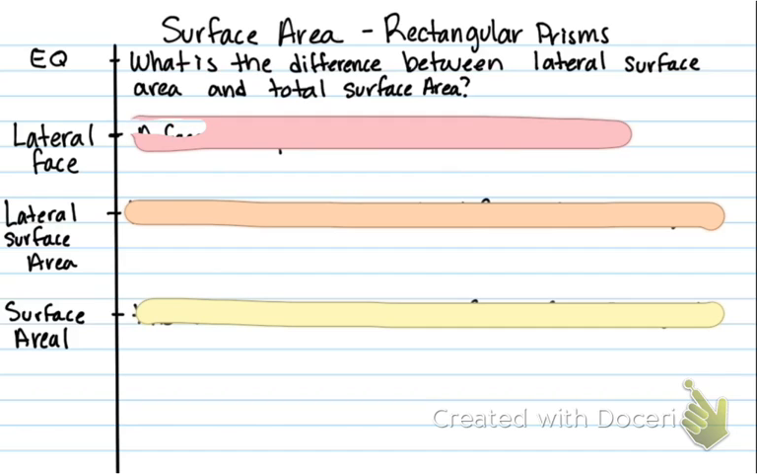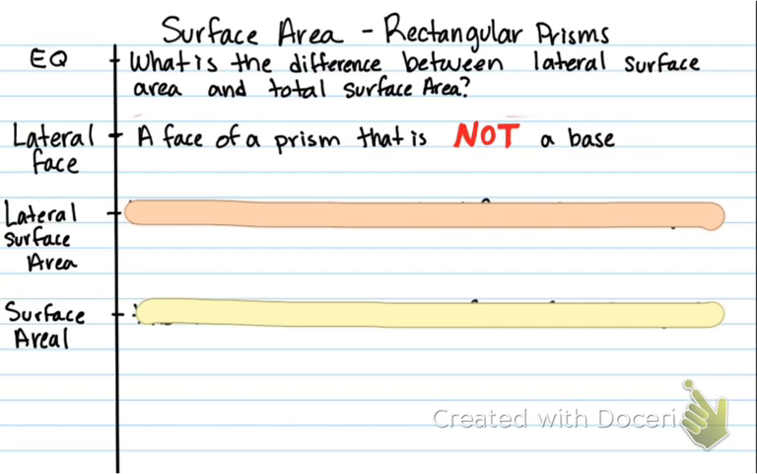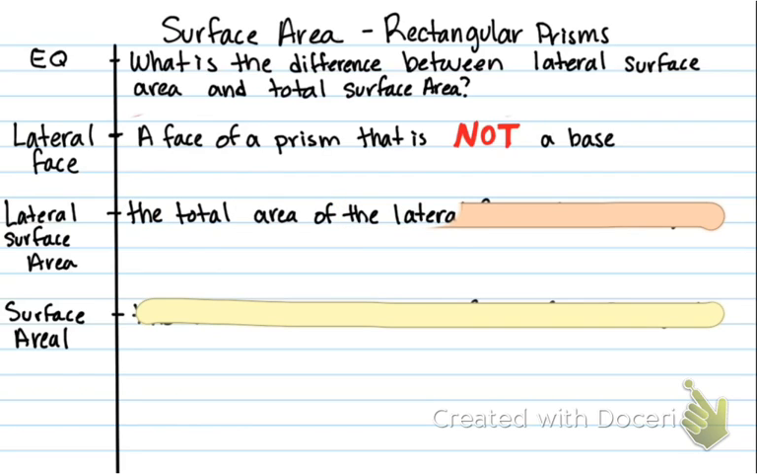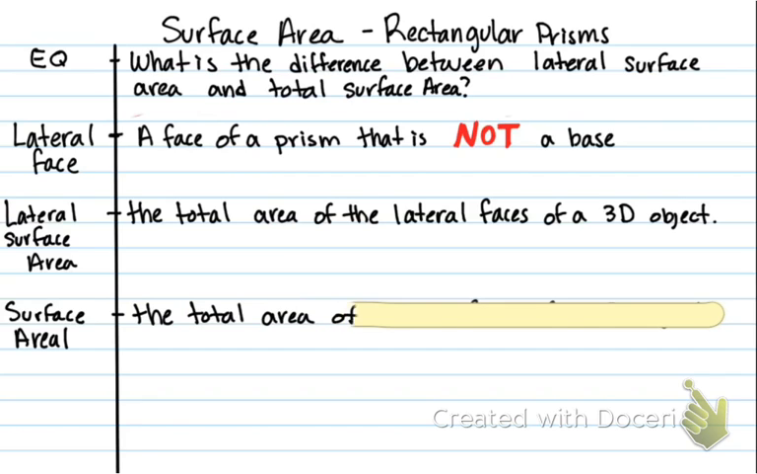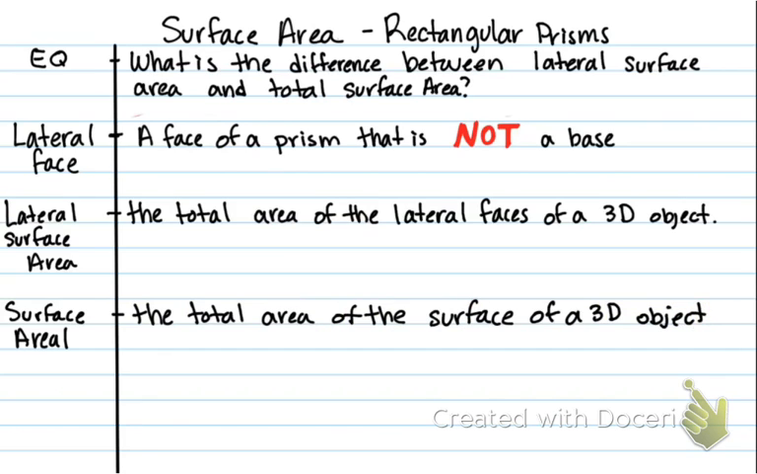So a lateral face is a face of a prism that is not the base. So it's everything around it, but it's not the base. Okay, so if we put lateral face and lateral surface area together, then the lateral surface area is going to be the total area of the lateral faces of a 3D object. Okay, and surface area is just going to be the total area of the surface of the 3D object.